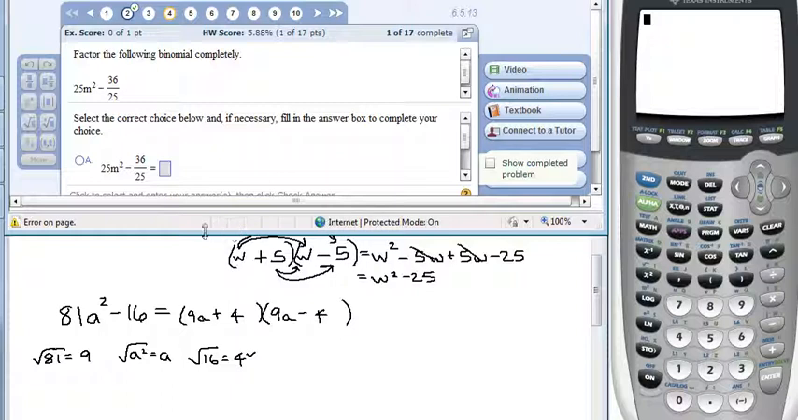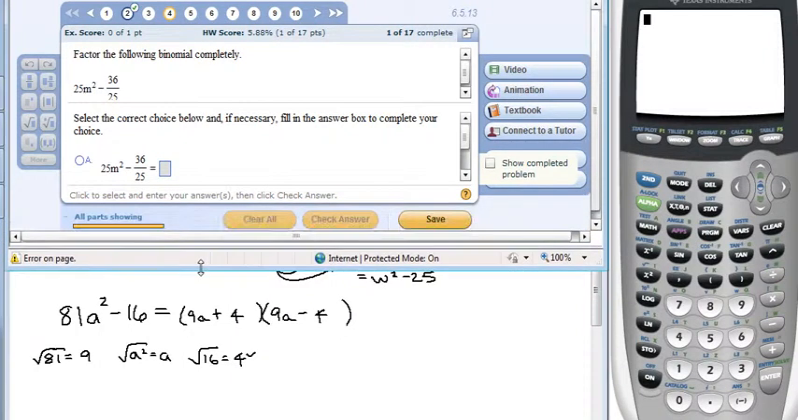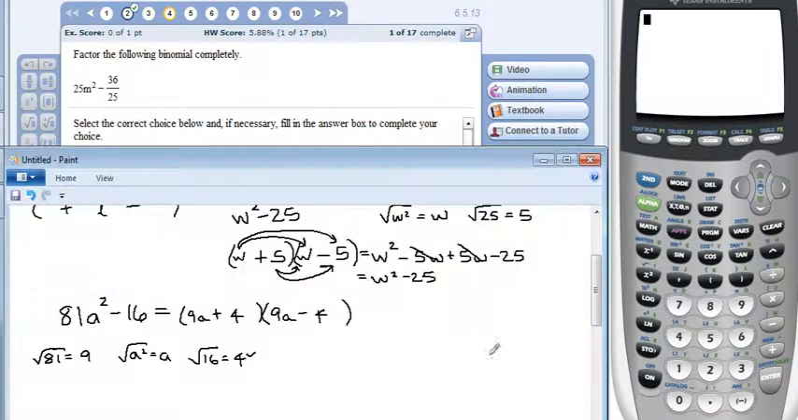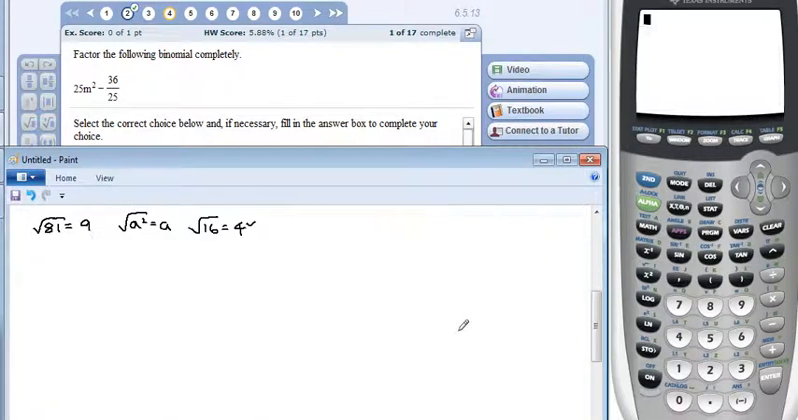Ooh, fractions. I like it. I like fractions. I know most people hate fractions. 25m squared minus 36/25. Ooh. All right. Is it perfect? Well, 25 is on my list. m squared is on my list. I have 2 terms. I have subtraction between them. And this does happen to be a perfect square.